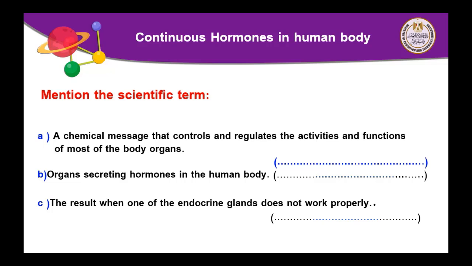Mention the scientific term. Number one, chemical message that controls and regulates the activities and the function of most of the body organs. What is the scientific term of this statement? If it is a chemical substance, let's see our answer. I have here the chemical message or chemical substance that controls and regulates the activities and the function of most body organs is called hormones. Organs secreting hormones in the human body, of course endocrine glands. The result when one of the endocrine glands doesn't work properly is called a hormone disorder.